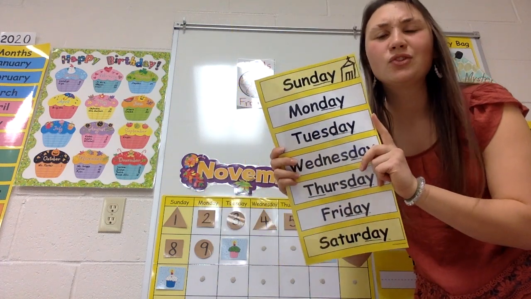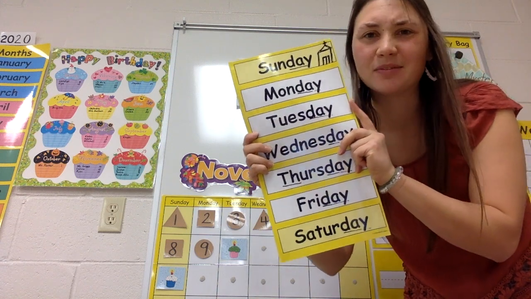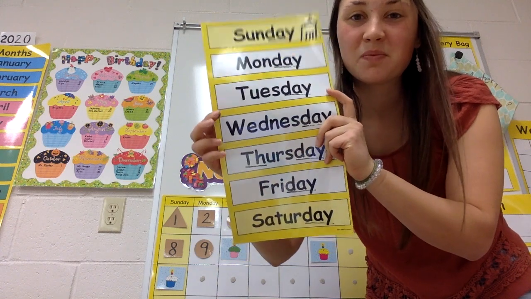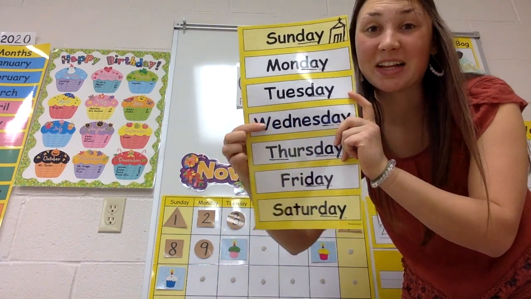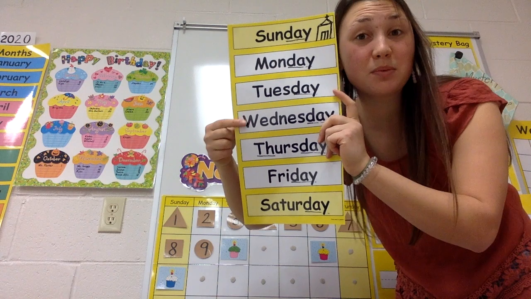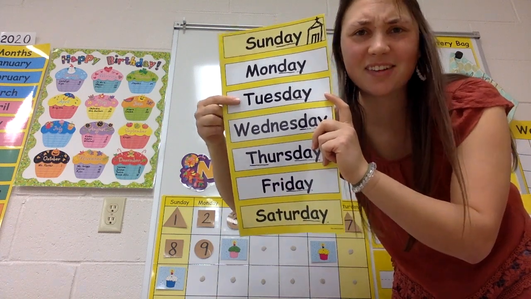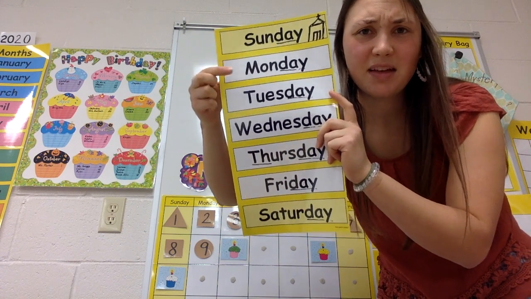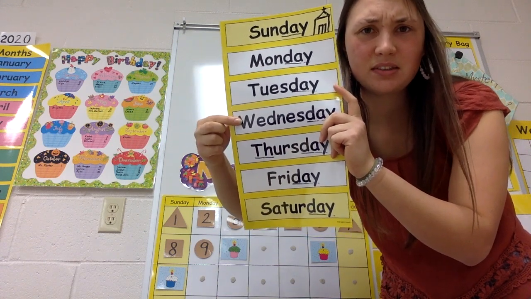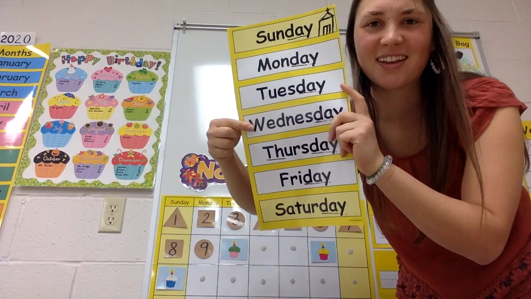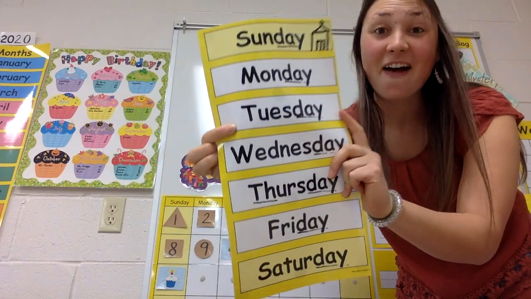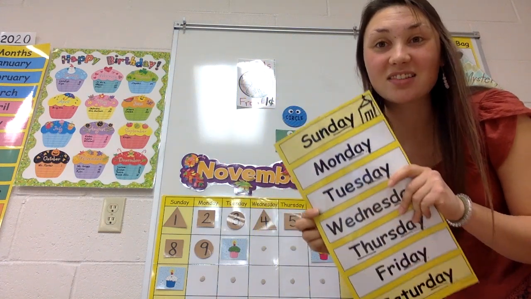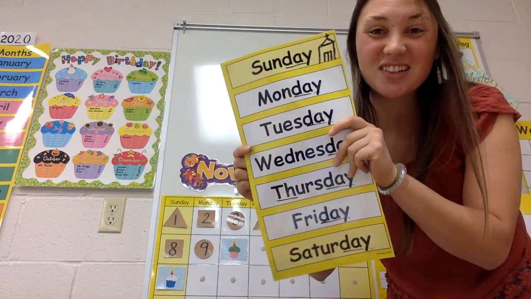All right, so what day is today? Here's a hint. Tomorrow is Wednesday. If tomorrow is Wednesday, what does that make today? The day before Wednesday. Sunday, Monday, Tuesday, Wednesday. What came before Wednesday? Tuesday, yeah. Tuesday comes before Wednesday, and today is Tuesday. Say, today is Tuesday.